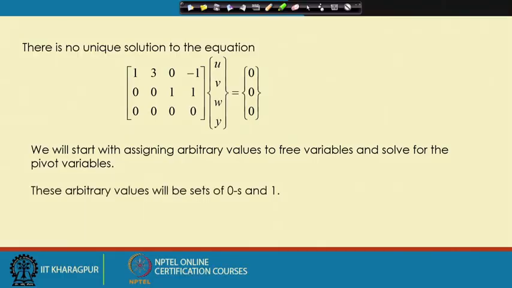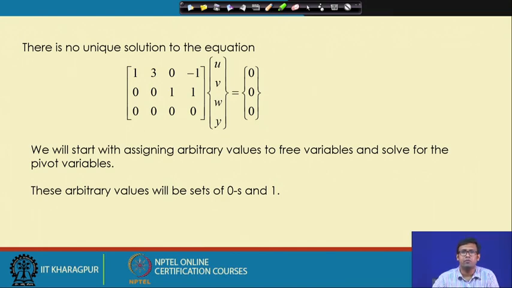as they follow their relation with the free variables. So, we will assign arbitrary values to the free variables. Infinite values can be assigned to the free variables, and how the pivoted variables vary will tell me how the space looks. These arbitrary values will be taken as sets of 0 and 1. In a sense, we will make one free variable 0, or if there are multiple free variables, we will make all the free variables 0 except 1, and this variable will be assigned the value 1, and solve the equation.